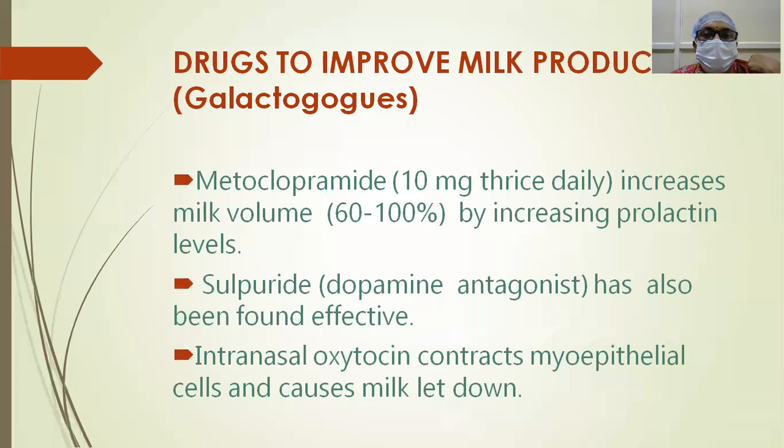So, the drugs to improve milk production. Drugs which improve milk production are called galactogogues. Some of these drugs: we give metoclopramide, an antiemetic we use, which also improves milk production. 10 milligrams thrice daily increases milk volume 60 to 100% by increasing prolactin levels. Sulpiride, a dopamine antagonist, has also been found to be active. Intranasal oxytocin contracts myoepithelial cells and causes milk letdown.